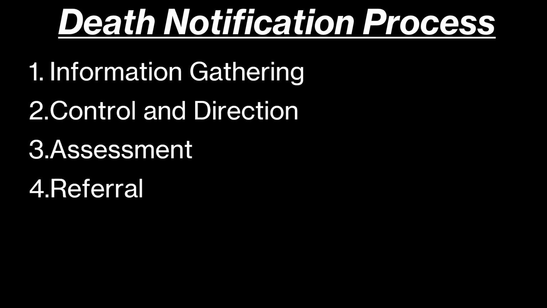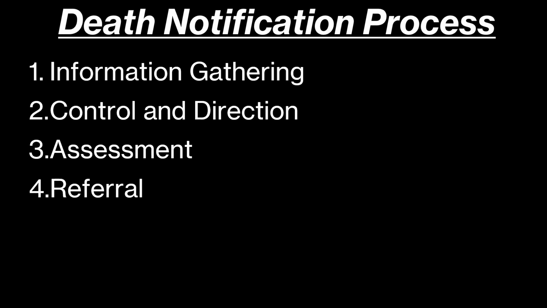The death notification process has four components. First is information gathering, and this is the most important element of the death notification. Essentially, you're obtaining and verifying the identity of the decedent. You're going to gather information around the circumstances surrounding death, including time, place, and acquaintances. So you're going to ask, do they know where that person was, who that person was supposed to be with, things like that.